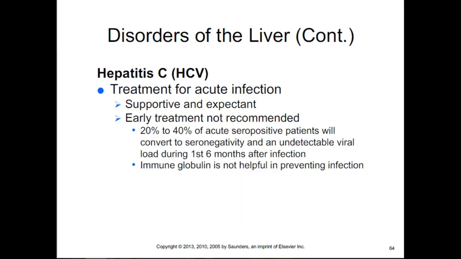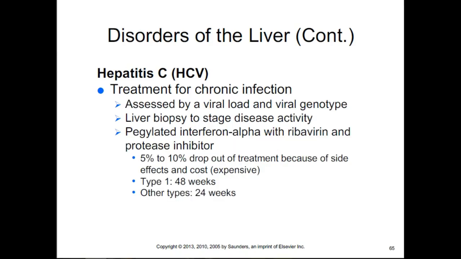Right, so supportive and expectant, and early treatment is not recommended because only 20 to 40% of acute seropositive patients will convert to seronegativity at an undetectable level during the first 6 months after infection. So immune globulin is not helpful in preventing infection. Right, so treatment for chronic infection is assessed by viral load and viral genotype.